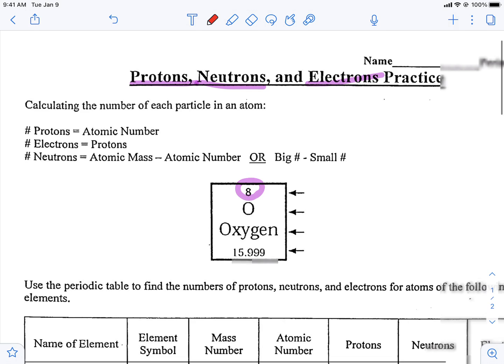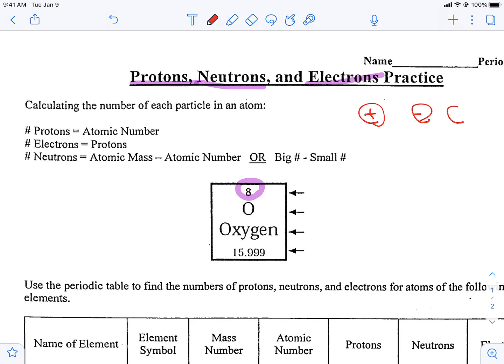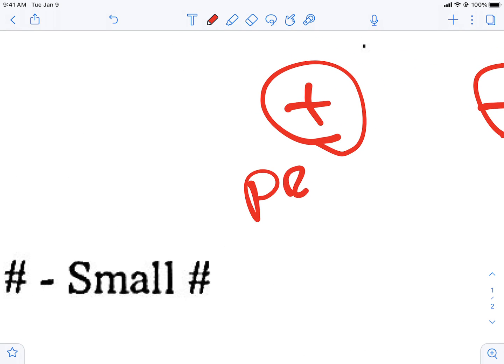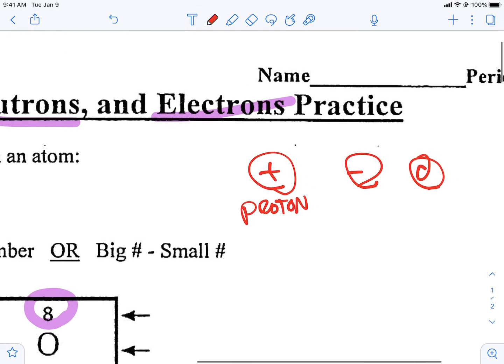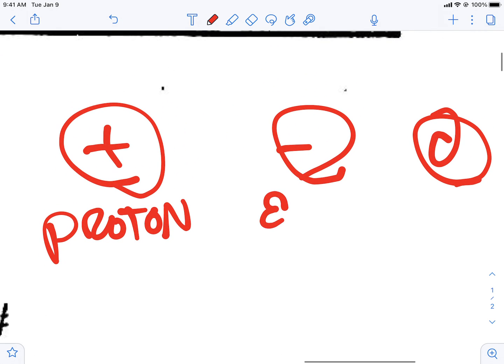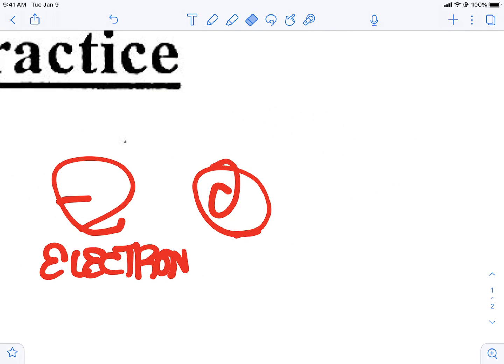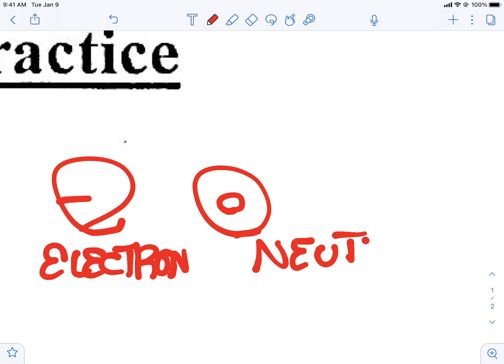So remember that there's three things in an atom: protons, electrons, and neutrons. The protons have a positive charge. The electrons have a negative charge. In fact, electricity is just a bunch of free moving electrons. And then the neutrons, which has a zero in it to mean that it's no charge. So it's neutral. It has neither a positive or a negative charge.